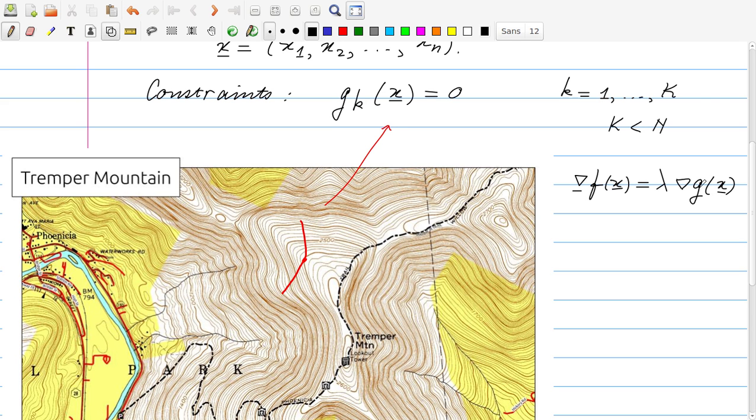If we have more functions, so we have K larger than 1, then we would write this condition as follows: the gradient of f at x is the sum over all k's, and for each k we have a lambda_k times the gradient of g_k of x. So that gives me enough conditions to find the points where the path has reached a maximum or a minimum.